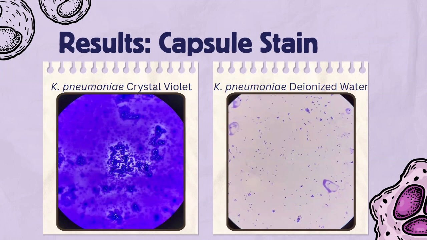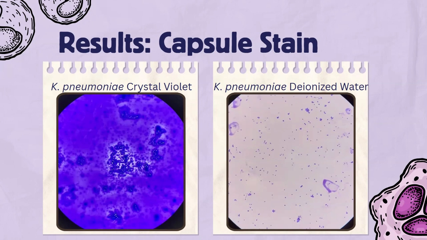And in capsule staining, we use copper sulfate, which is both a decolorizer as well as a counterstain. It will remove excess crystal violet without rinsing away the actual capsule. And it also lightly stains the background, making the capsule appear as a clear halo around the stained bacterial cell.